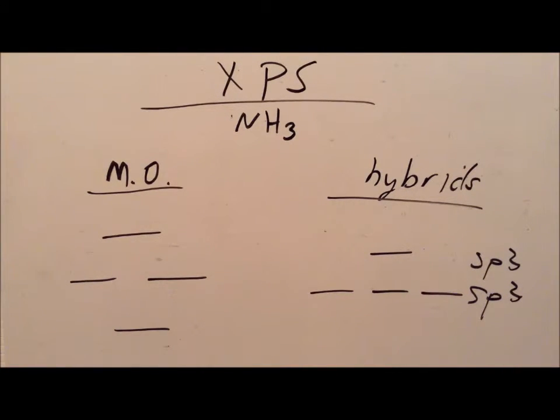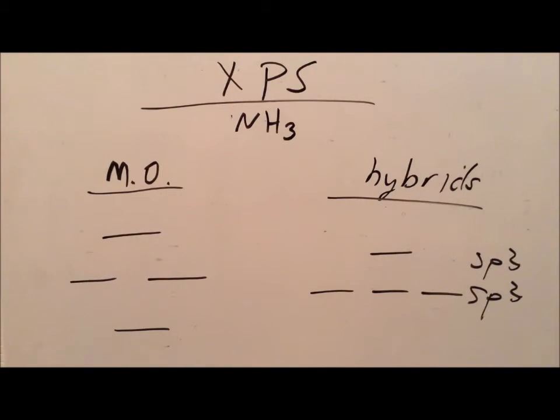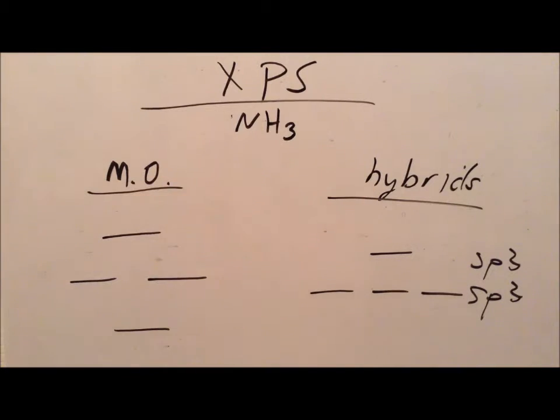On the other hand, if we were to use hybrid orbital theory, 3 of the nitrogen-hydrogen bonds would be sp3 hybrids, which would have identical energies, and the 4th sp3 hybrid would contain the lone pair, so it would be slightly higher in energy. It turns out that if we look at X-ray photoelectron spectroscopy of ammonia, the experimental data is entirely consistent with the MO theory prediction and completely different than the prediction from hybrid orbital theory.